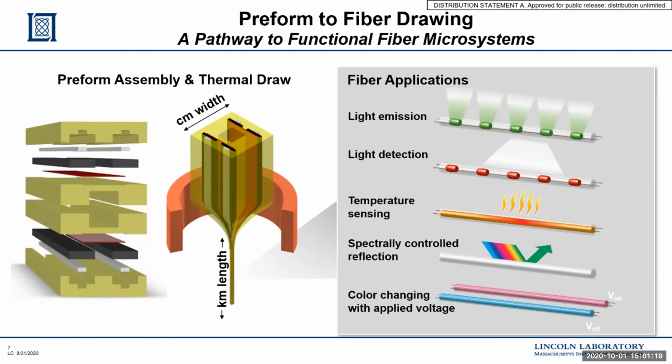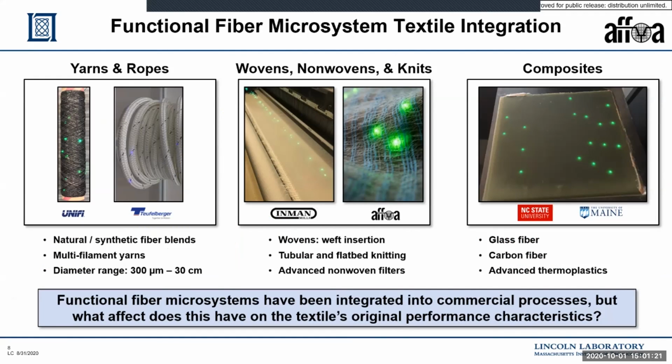So next slide. Here you'll see several examples of our functional fiber microsystems being integrated into textile products. This work was done by AFOA along with their member companies, and they have some impressive demonstrations here integrating functional fibers into a wide range of textile products. Ropes and yarns as these one-dimensional textiles, but also wovens, knits, and composites as well.